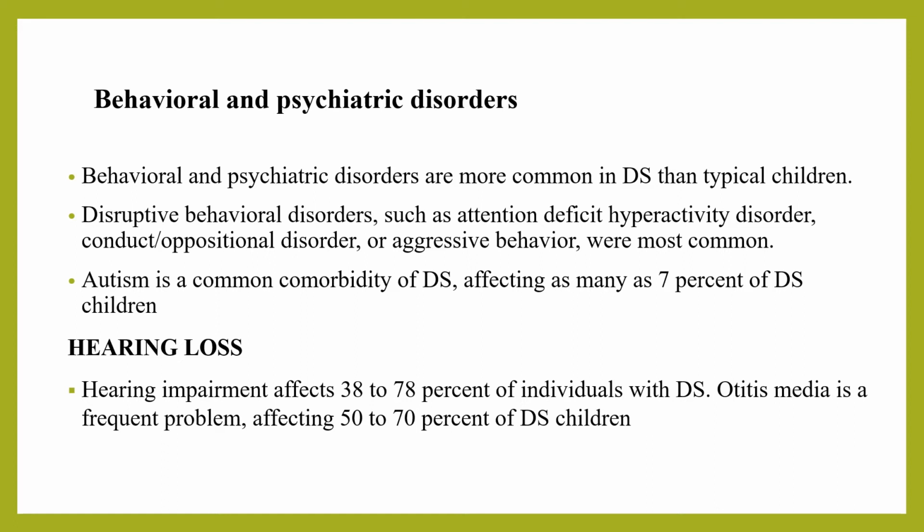The other is hearing loss. Hearing impairment affects 38 to 78% of individuals with Down syndrome. Also, otitis media is a frequent problem affecting 50 to 70% of Down syndrome children. And monitoring for this condition is important to preserve hearing or to prevent hearing loss.